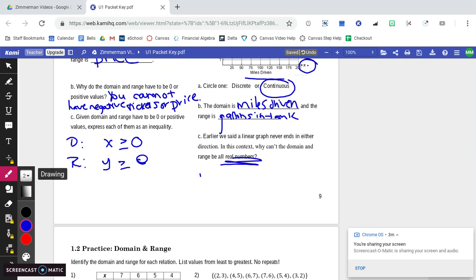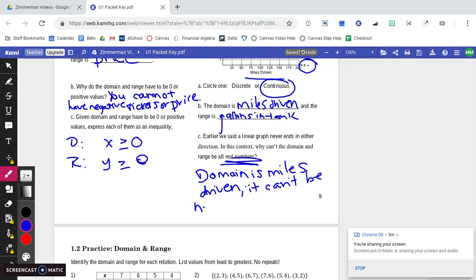If your domain is miles driven, it can't be negative, which would have to be part of all real numbers. It has to be 0 or more. You can either drive no miles or you can drive positive miles.